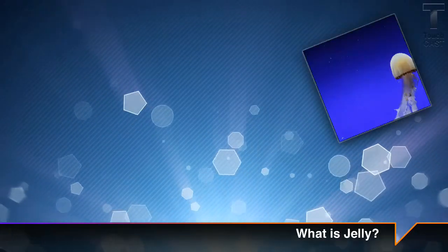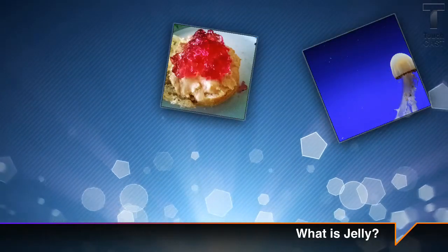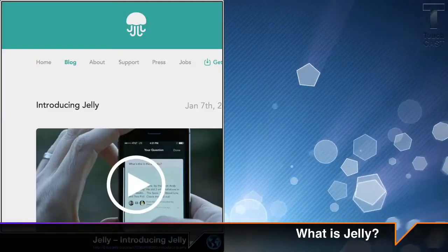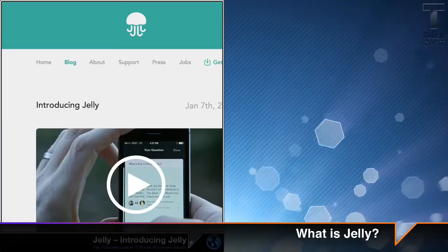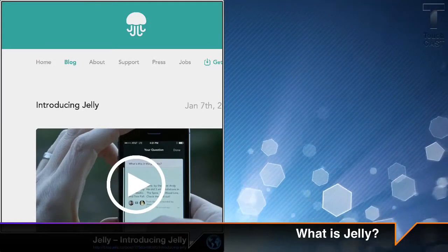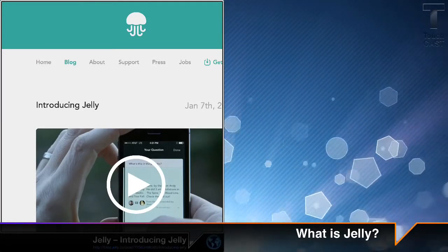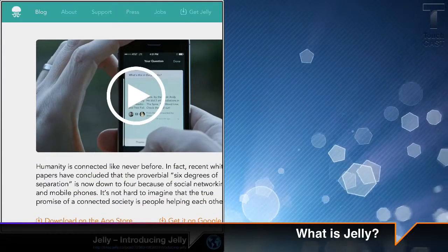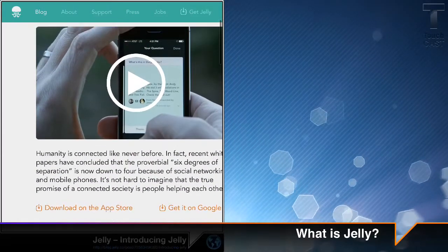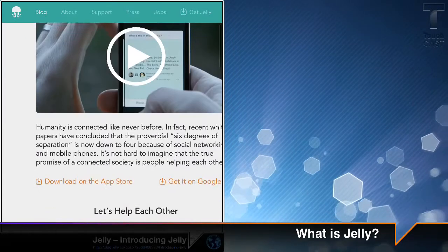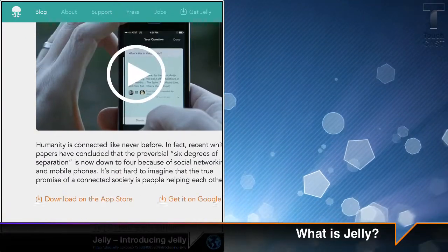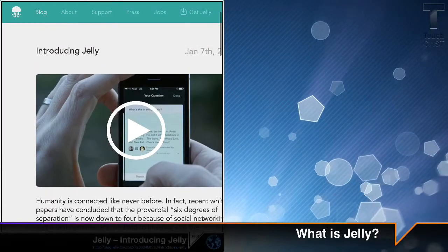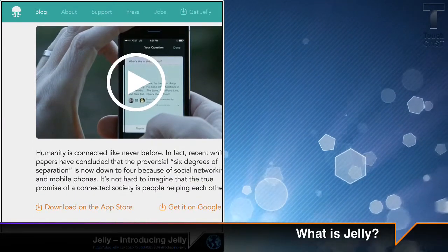What is Jelly? Jelly is a new app from Biz Stone, who's one of the co-founders of Twitter, and it is a social Q&A app where you can ask questions on your mobile phone and you get answers from your extended network of friends. It's very visual as well. You can snap pictures and you can answer by drawing.